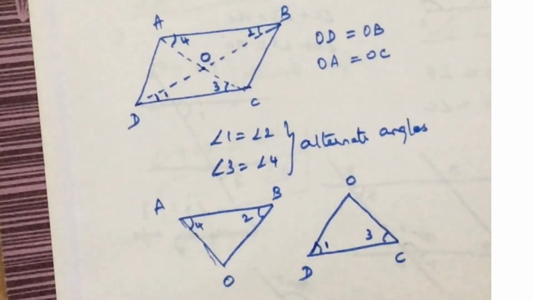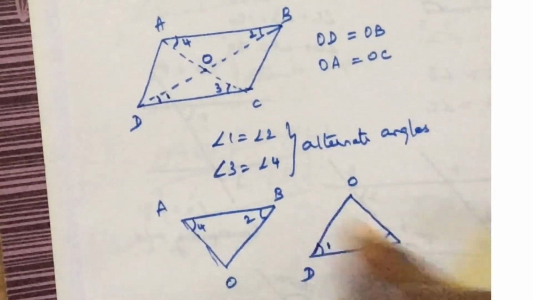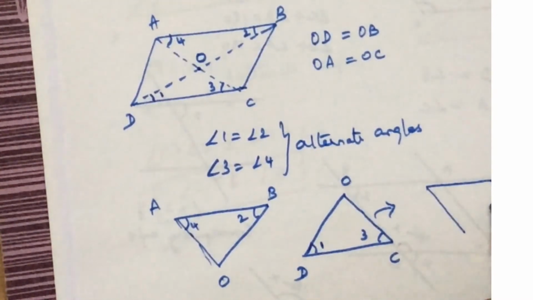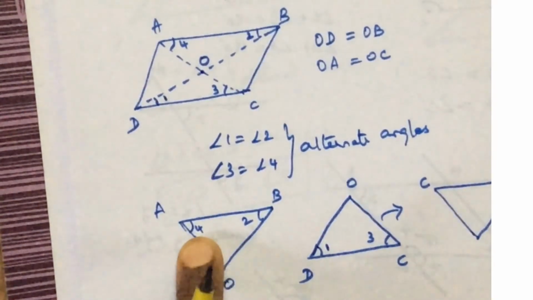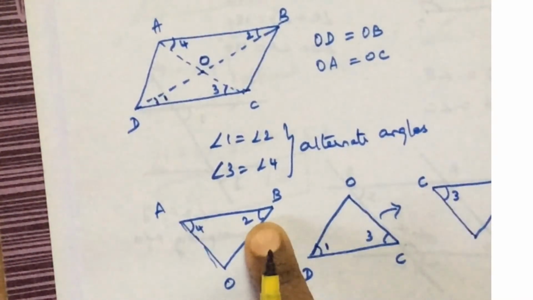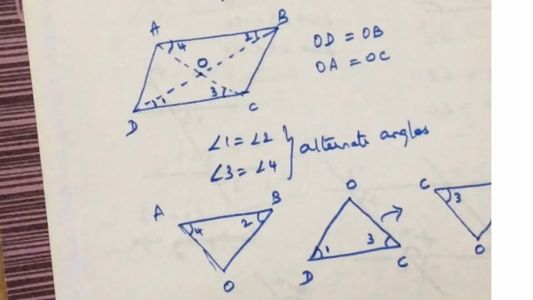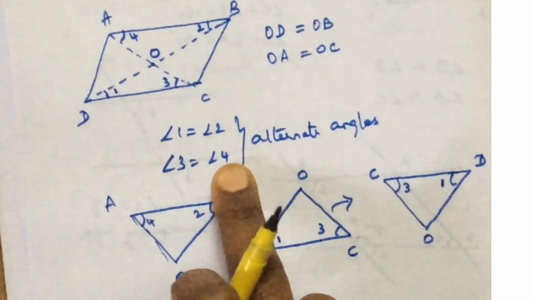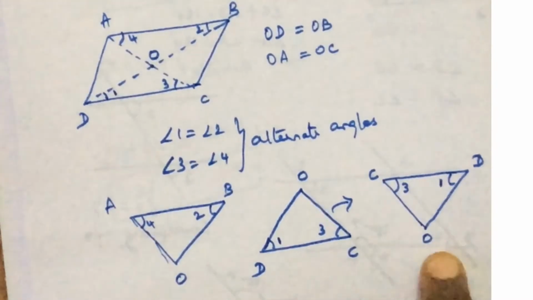Now I am going to keep this first triangle as it is. I am going to flip this triangle such that C will move to here. I am going to draw it like this. I flip it such that C will come here. Angle 4 is equal to angle 3, so 3 will come here, and angle 2 is equal to angle 1. This is angle 1, so D will come here, and this is O. Angle 4 equal to angle 3, angle 2 equal to angle 1, and this is O and this is O, the same point.